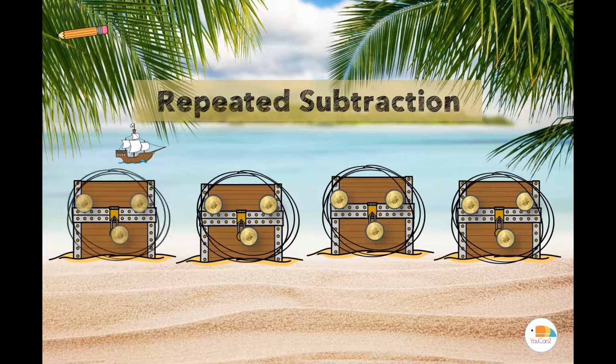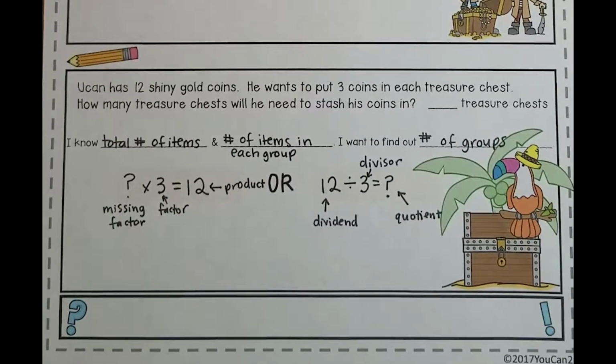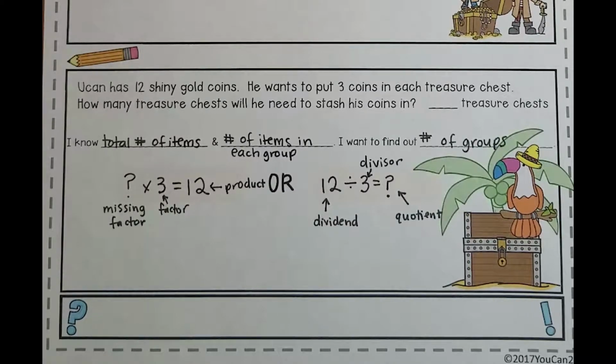So that means that we need to have 1, 2, 3, 4 treasure chests to carry away our loot. That also means that if I take 12 and divide them up into groups of 3, I'm going to have 4 groups. Remember, I don't know the total number of groups I have yet, so I can't draw those first. I'm going to have to draw groups of 3 until I get to 12.